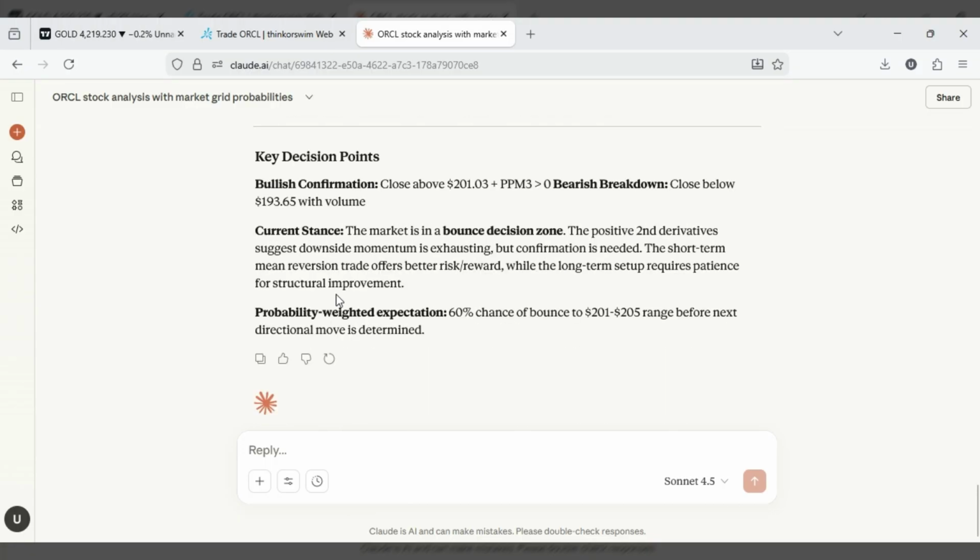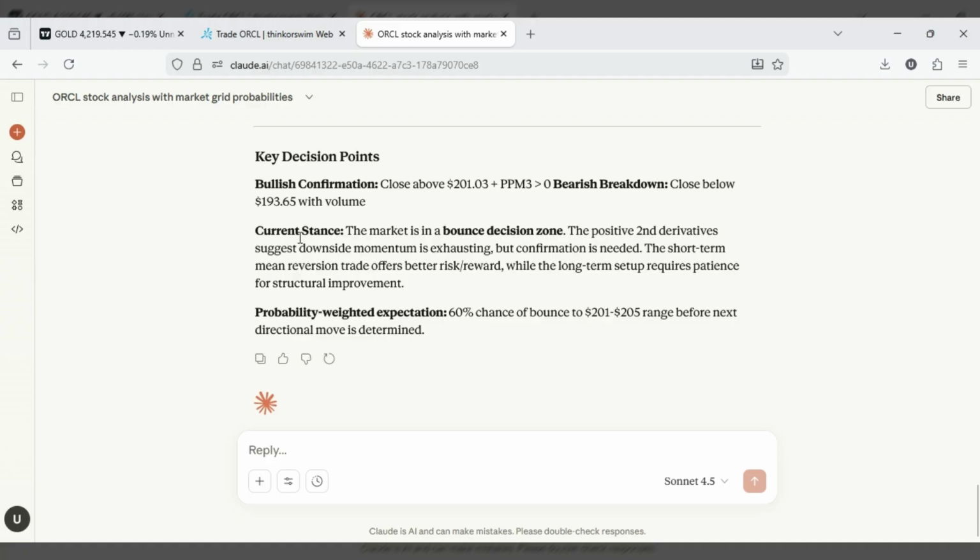Okay, so key decision points. Bearish breakdown: close below 193.65 with volume. Bullish confirmation: close above 201, plus the 40 period moving average above, or close above 201.03 plus price pressure momentum, ppm 3, greater than 0.